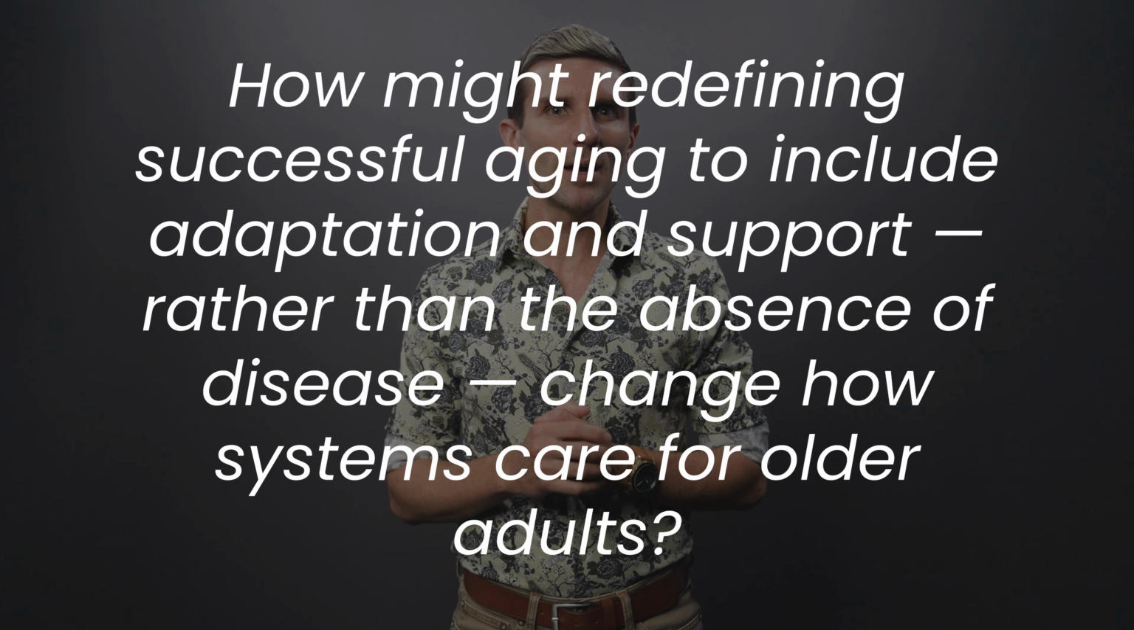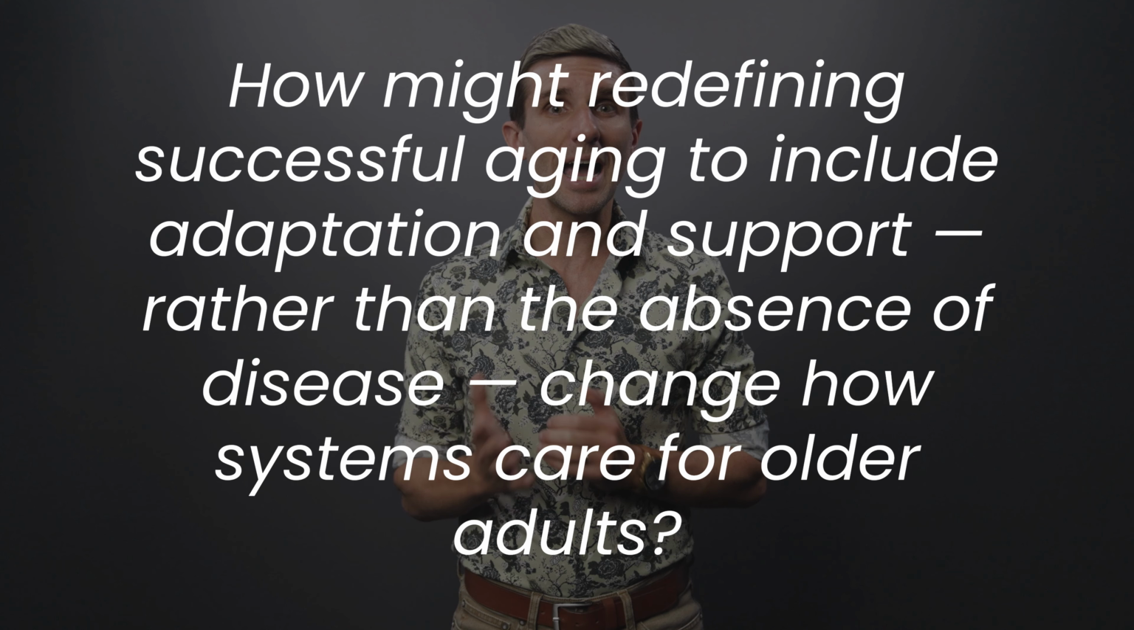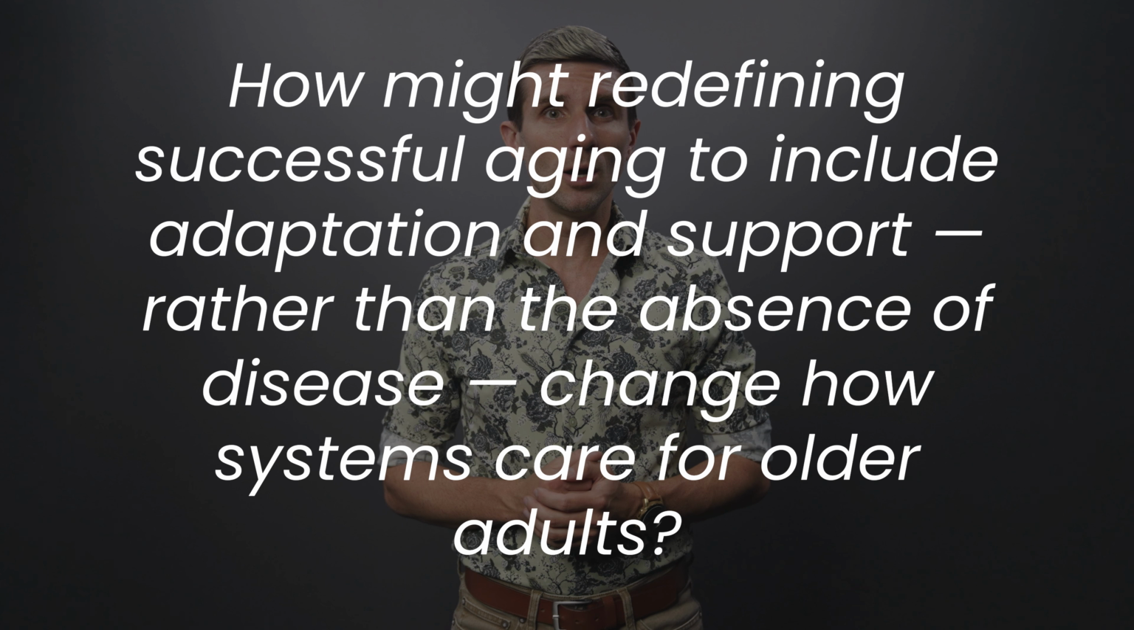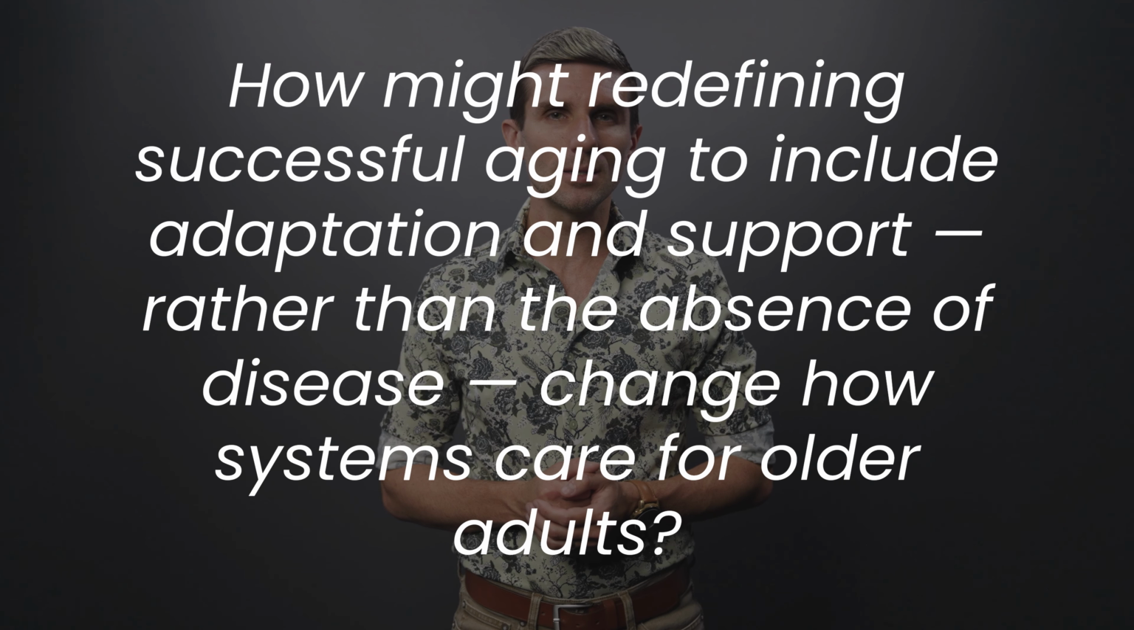As we move forward in the course, we'll continue to build on these ideas as we explore psychological aging, communication, ethics, and policy, always returning to the question of how we can promote health, equity, and quality of life in later years. As you reflect on this material, consider this question: how might redefining successful aging to include adaptation and support, rather than the absence of disease, change how systems care for older adults?